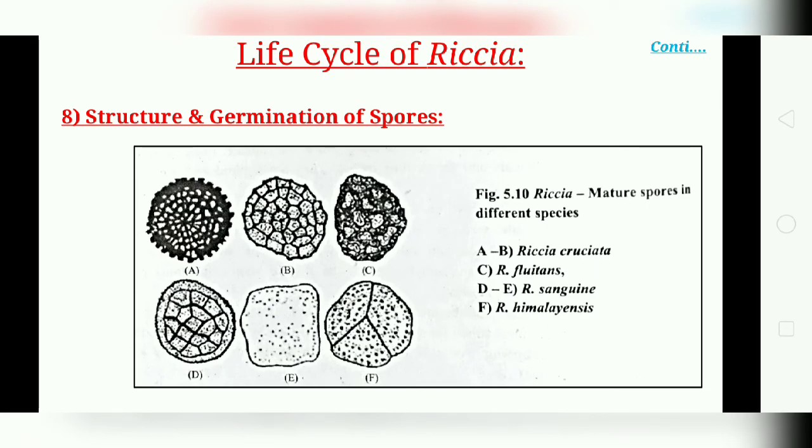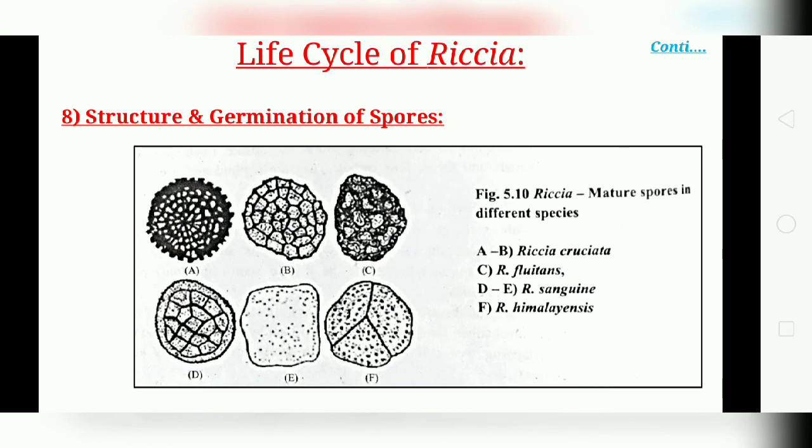Now the next topic is the structure and germination of spores. A fully mature spore is uninucleate and pyramidal in shape. It has three wall layers that are easily distinguishable. The exosporium is the outermost layer. It is highly cutinized. The mesosporium is the middle layer. It has three concentric layers and is also cutinized. The endosporium is the innermost layer. It is made up of pectose and cellulose.